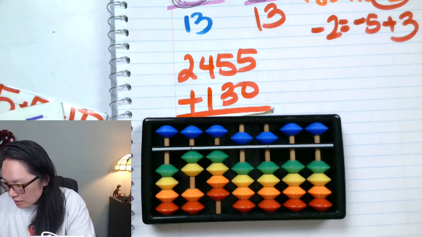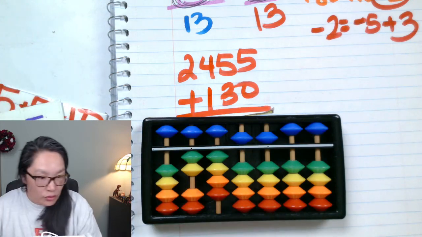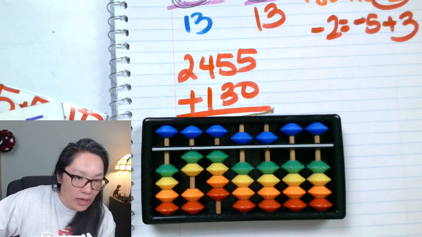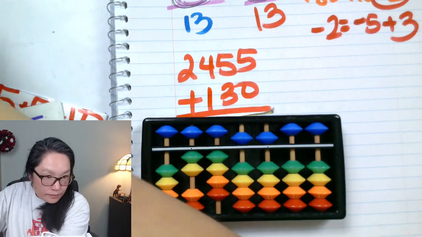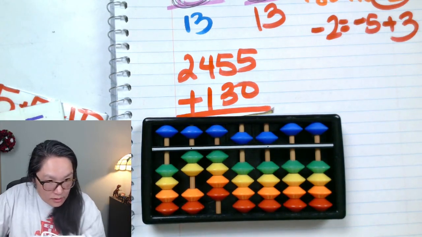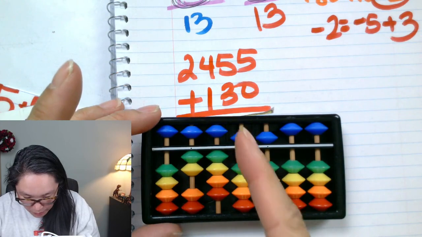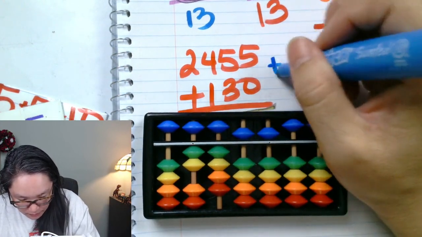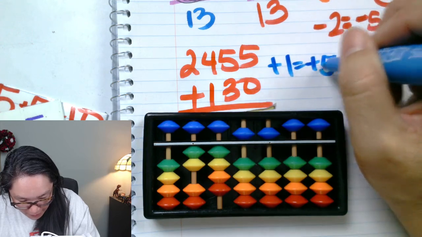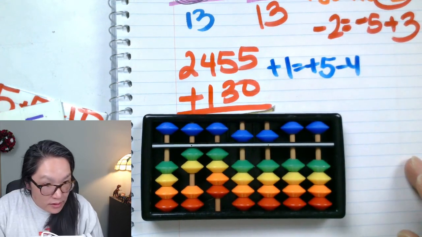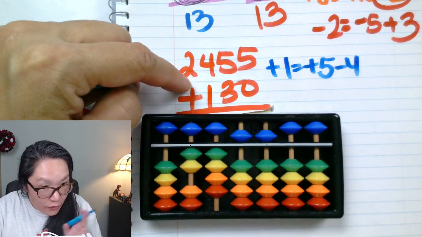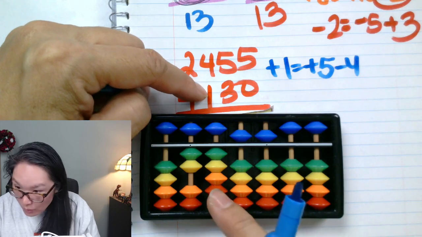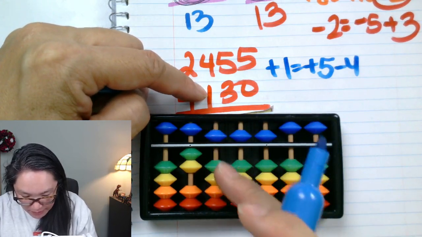Let me have a 1. Let me have a 2. How do I add the 1? Yes, I'm going to add the 1, which is equal to plus the 5 minus 4. No, I'm not adding a 4. I want to add the 1. When I add the 1, it's plus the 5 minus the 4.